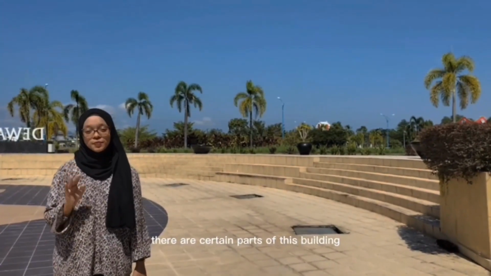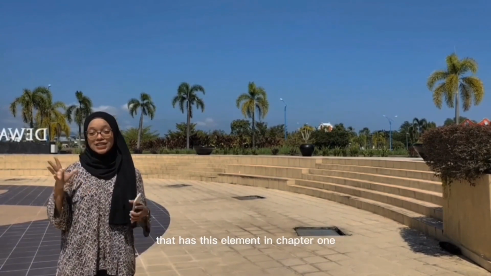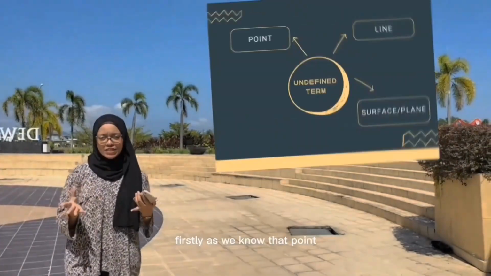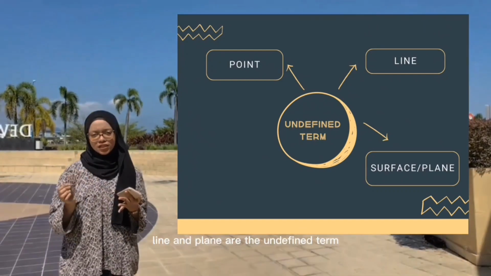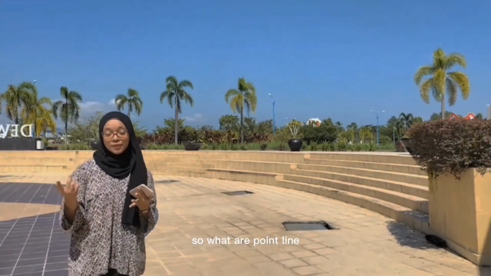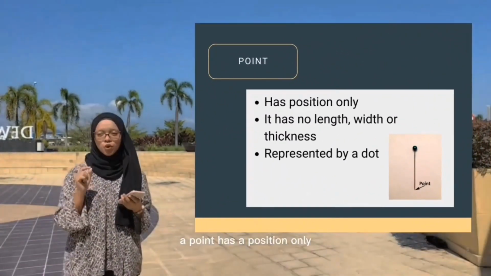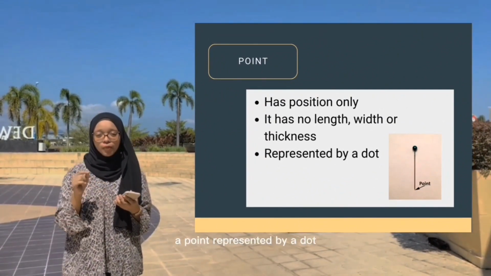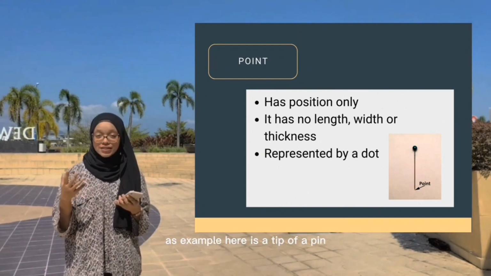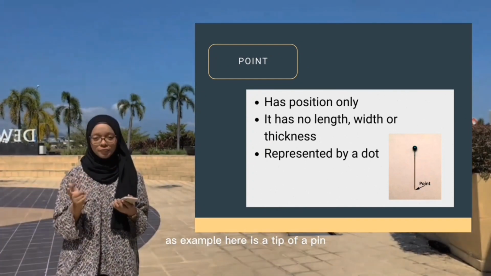There are certain parts of this building that have elements of chapter 1. Firstly, as we know, point, line and plane are the undefined terms. So what do point, line, and plane mean? A point has a position only. It has no length, width or thickness. A point is represented by a dot. As an example, here is the tip of a pin.